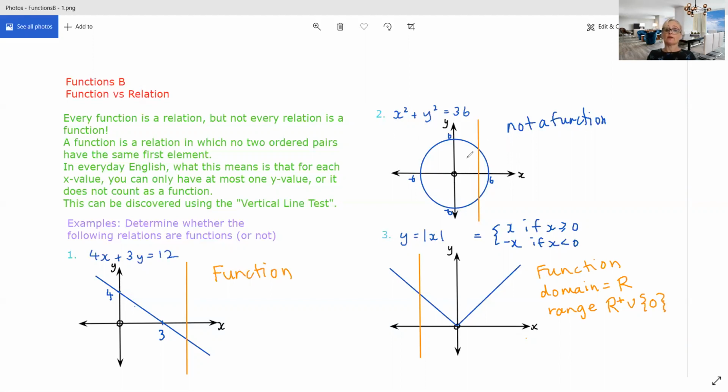This one here, by the way, the domain is between -6 and 6, and the range is also between -6 and 6. Circles are not functions, all right? These two examples are functions. In our next video, we're going to talk about function notation and how we use that.